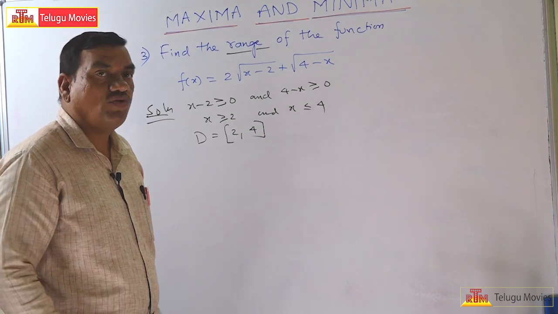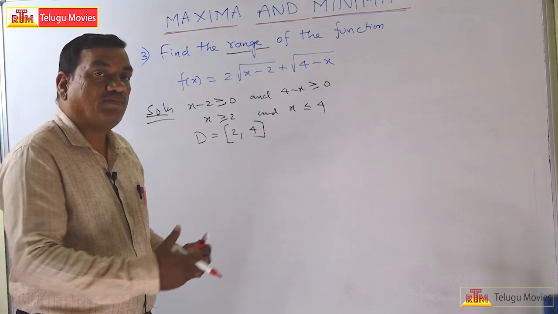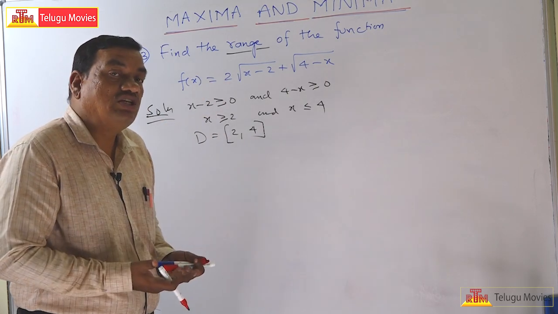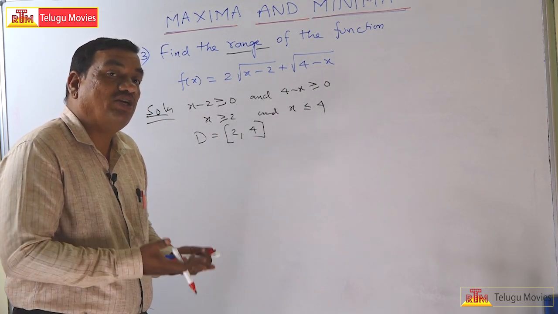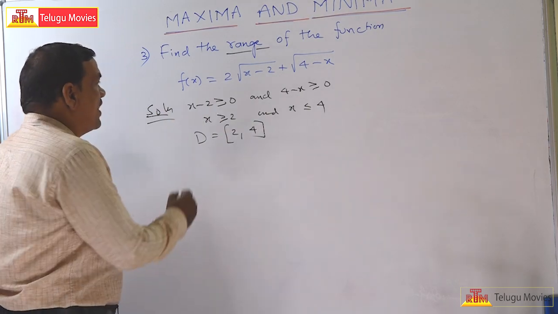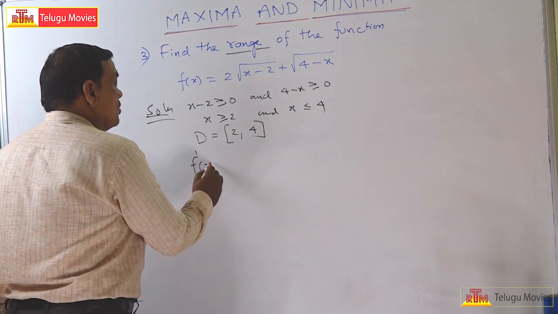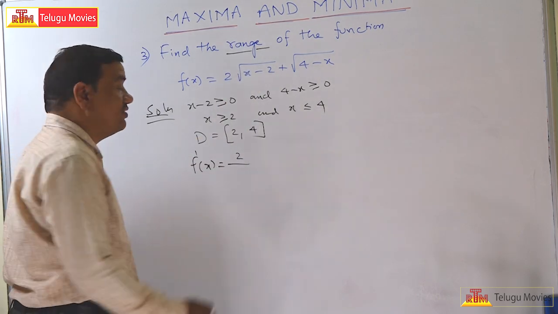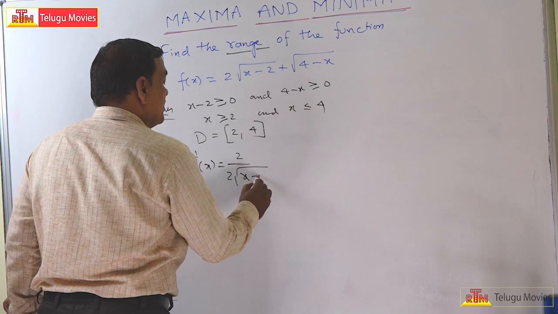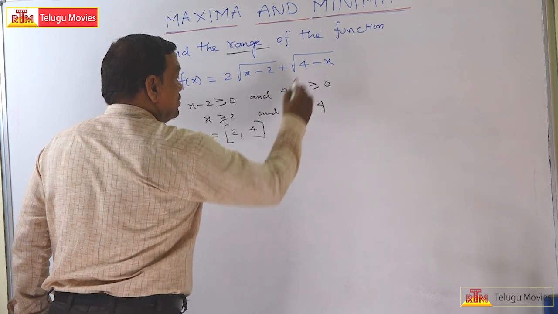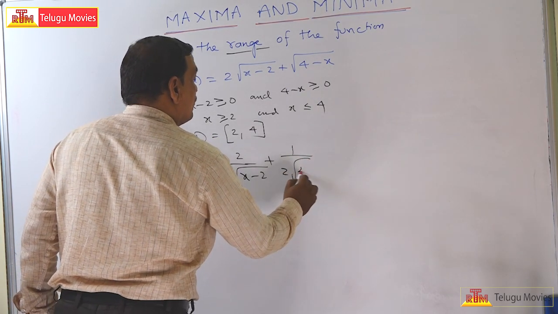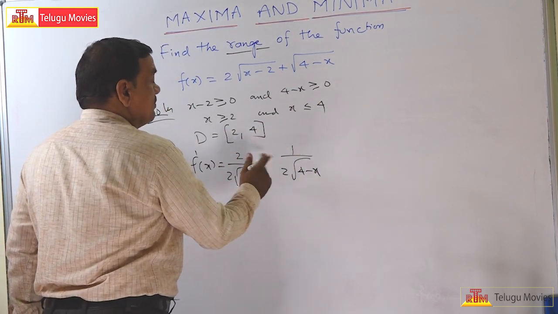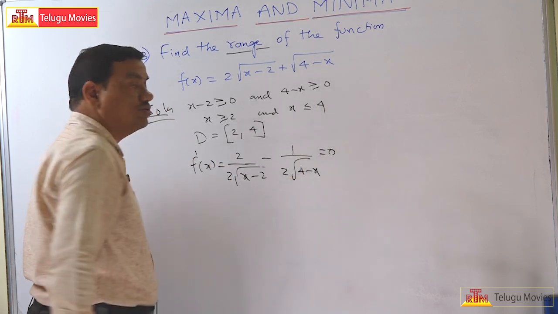Now, how to find this maximum and minimum? What is the procedure? At the maximum value and minimum value, the derivative of this function is equal to 0. That means the slope of the tangent is equal to 0. So find f dash of x. What is f dash of x? 2 into the derivative of root of x minus 2, that is 1 by 2 root of x minus 2, plus 1 by 2 root of 4 minus x, and again the derivative of 4 minus x is minus 1. This is equal to 0.